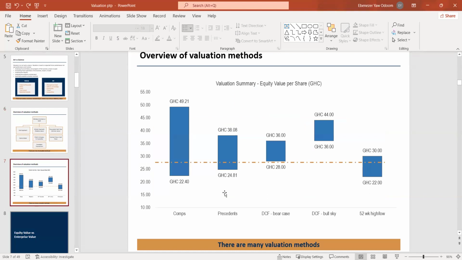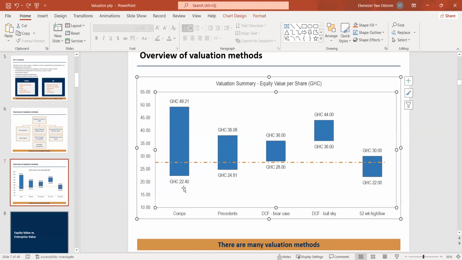Now, in practice, you can see a result of valuation in this way. For one company, you can perform different types of valuation. Typically, the valuation outcome will be presented in this way, where let's say the comps may be showing a price at the base case, the best case, as in your upper assumption case, and then your lowest assumption case, and then for the precedent and for the DCF with the highest assumption case, and then the 52-week range low and high.